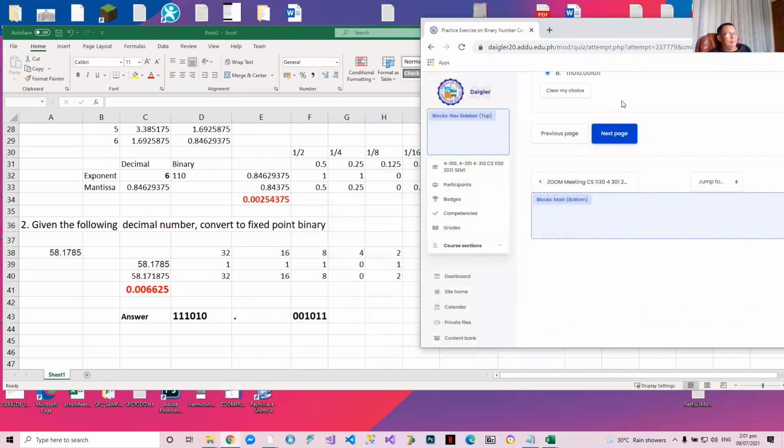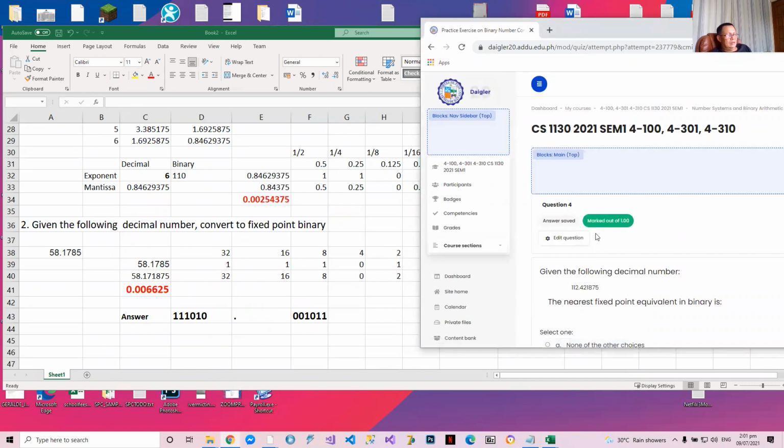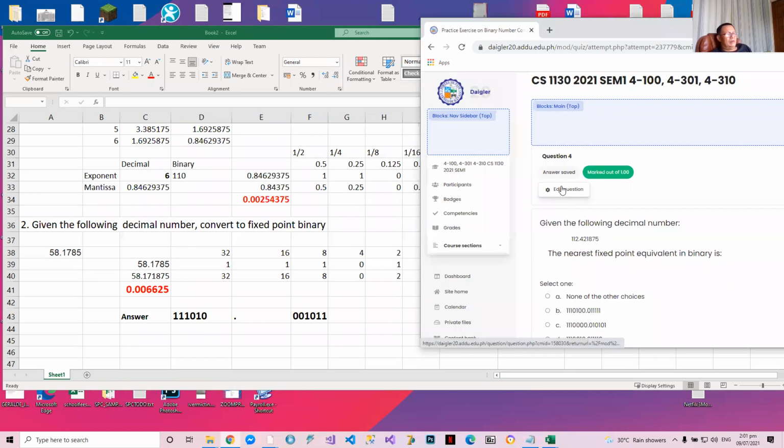So, yeah. Letter E is the correct answer. We'll proceed to the next. Given the following decimal number, get the nearest fixed point. Oh, fortunately, no, 128 is the next number in the binary series after 112. So therefore, we can't pick 128, but we can pick 64. The number before 128 is 64. Or if you want to ask, no, we just divide 128 divided by 2 is 64.